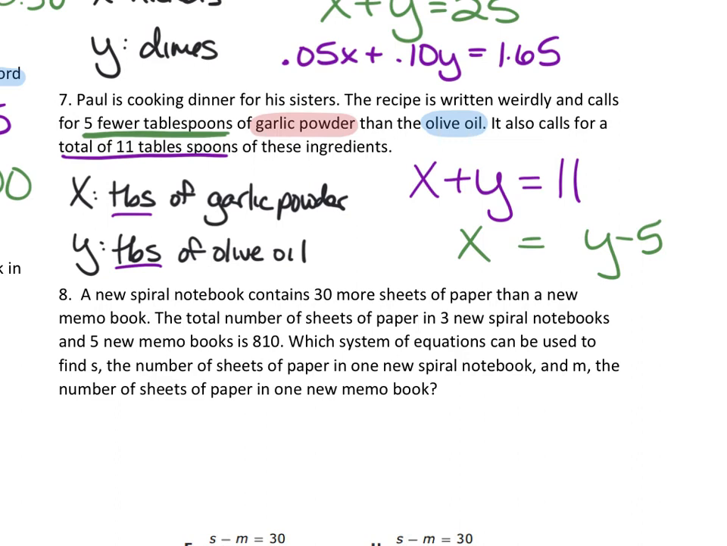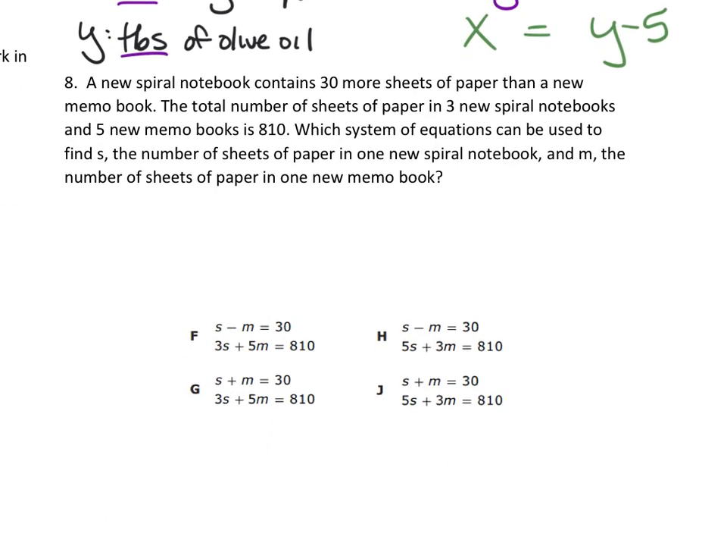Now I know those are wild to do. The balancing equations ones are kind of crazy. But what's cool is that a lot of times you'll be given answer choices like number 8, where we're going to be able to make some really smart decisions when we get these harder questions. Number 8 says a new spiral notebook contains 30 more sheets of paper than a new memo book. The total number of sheets of paper in 3 new spiral notebooks and 5 new memo books is 810. Which system of equations can be used to find S, the number of sheets of paper in 1 new spiral notebook, and M, the number of sheets of paper in 1 new memo book?